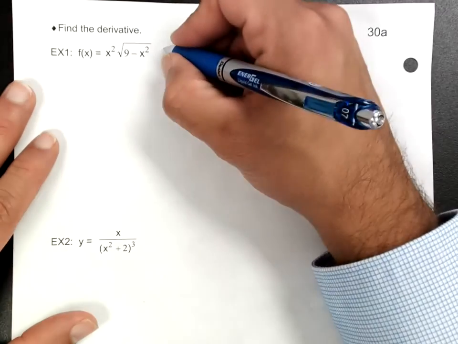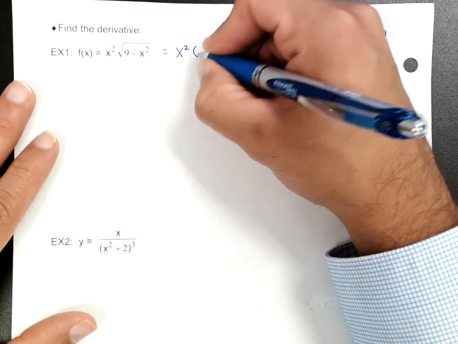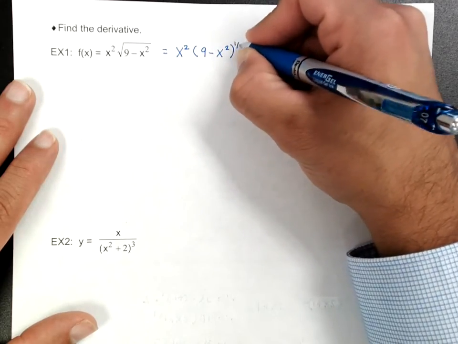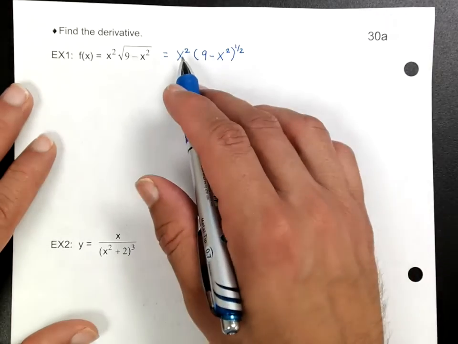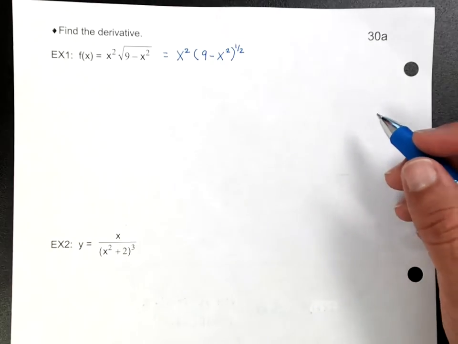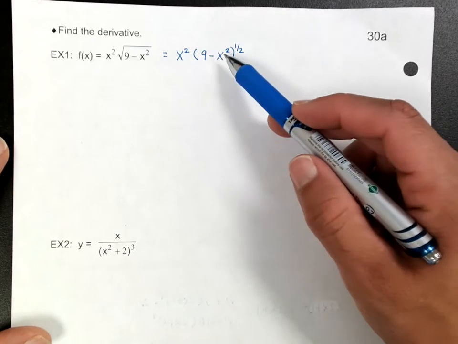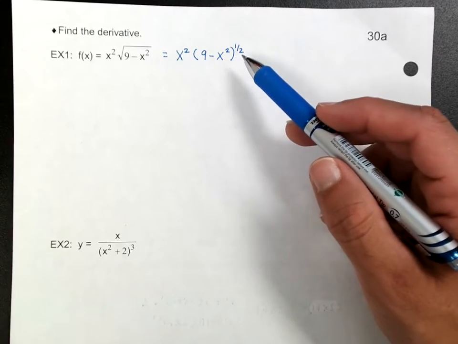So this right here would be the same thing as x squared times 9 minus x squared to the power of 1/2. Okay, now before we even start, let me tell you that you cannot distribute that 1/2 power. You just can't, alright? This is not 9 to the half power and this is not x to the 1 power. You can't do that.